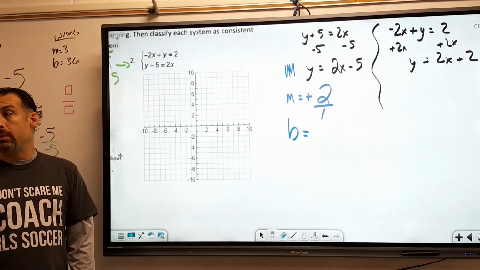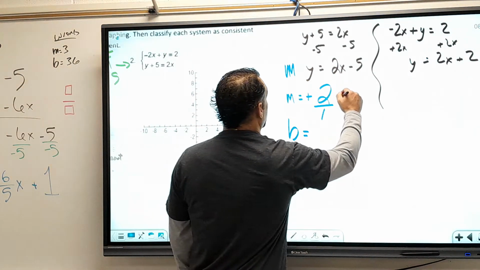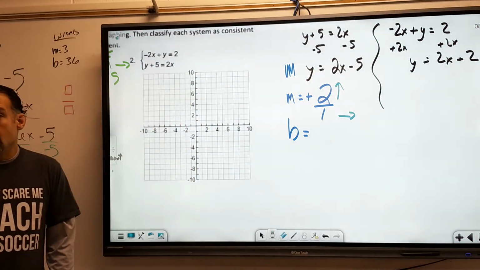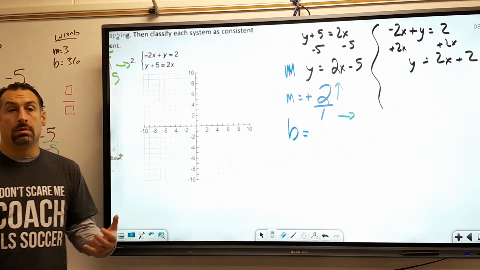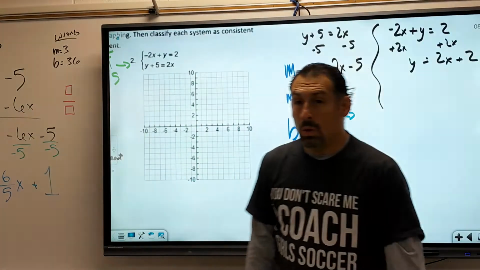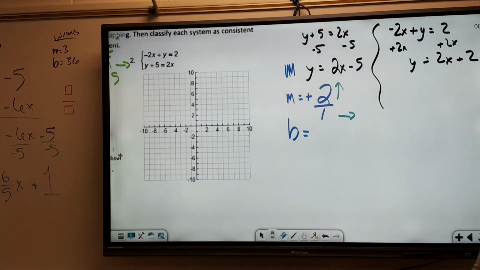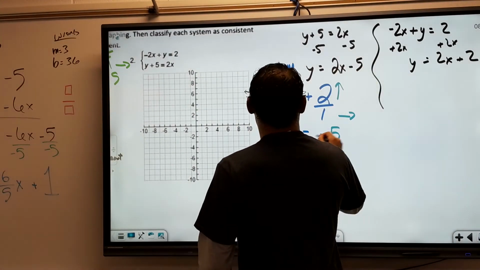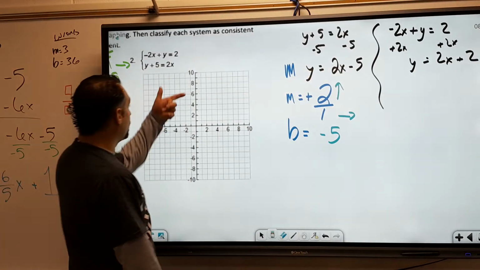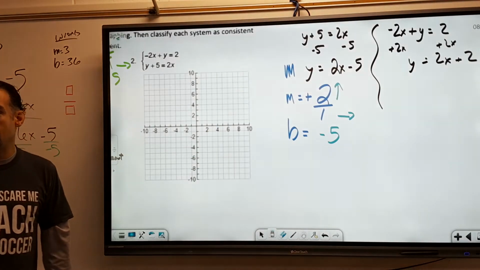Alright, so what direction do we go? Which way do we go when it's positive? We'll go up 2 and right 1. But we need a place to start from. Fortunately, Blake Harris is dying to tell us. What is the y-intercept on this question? -5. It is -5. But there's lots of 5s on this graph. There's a 5, a 5, a 5, and a 5. Which one is the right one?